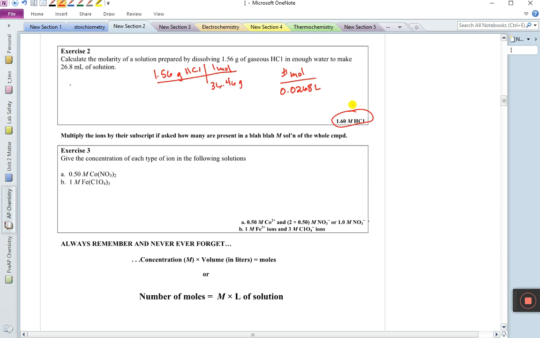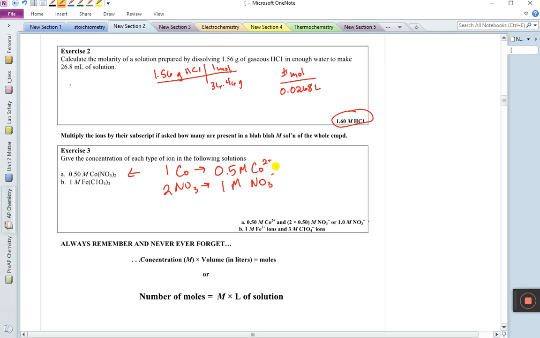If I've got strong electrolytes, things that are going to dissociate completely, then you've got to make sure you count everything if you want concentration of each type of ion. So in this case, if I've got a 0.5 molar cobalt nitrate solution, each cobalt nitrate has one cobalt, and therefore my concentration for cobalt is 0.5 molar. However, it's got 2 nitrates, so my concentration of nitrate would be 1 molar because it's twice as much.